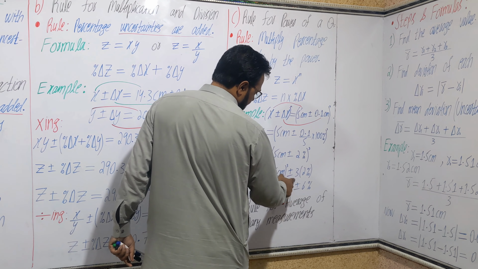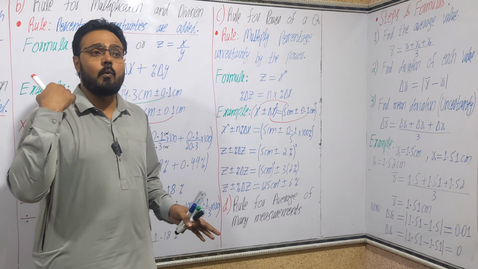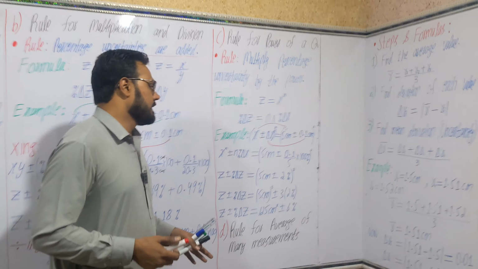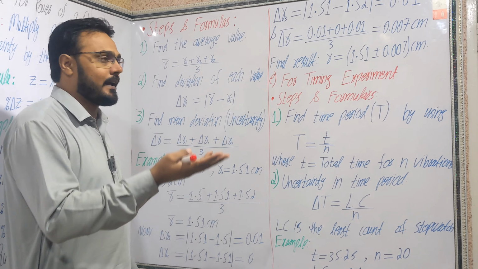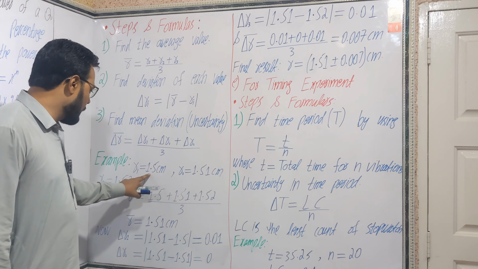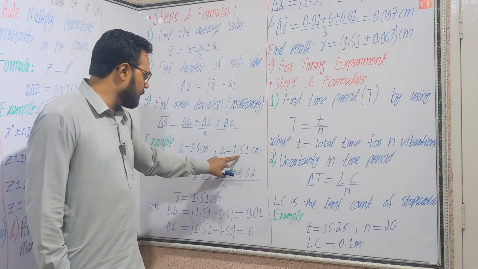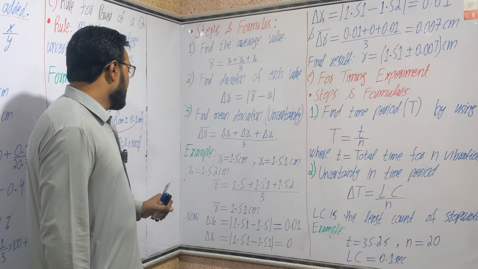Now, the fourth one: rule for the average of many measurements. Many means more than one measurement. Again, I will start from this example. For many measurements, we have 3 measurements here, 3 values. R1 is 1.5, then the second value 1.51, and the third value 1.52 centimeter.